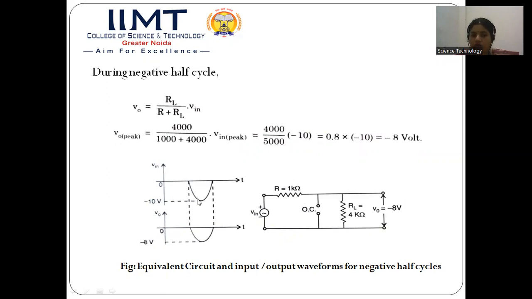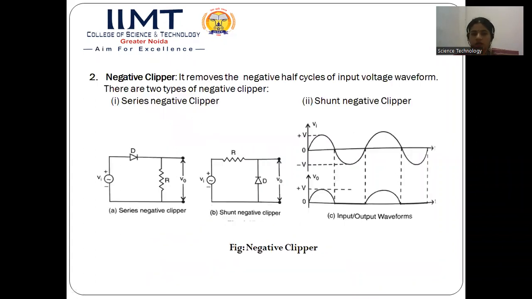So what will be the output? Now this is the input waveform. In the negative half cycle, the value was -10 volts, and in the output waveform we will get the value as -8 volts. And the positive portion of this waveform will be completely clipped. It will be removed. So that is how we can understand the positive clipper circuit.